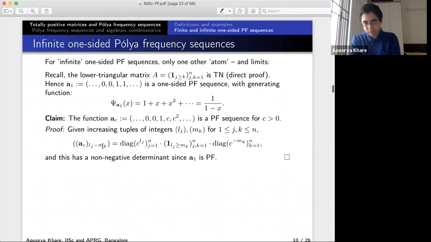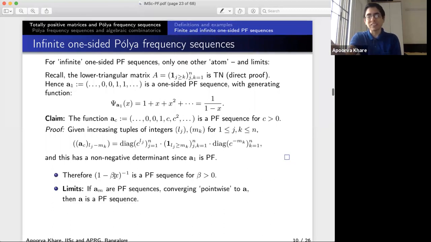Proof: take the submatrix indexed by these rows and these columns, as always. Well, this is just C raised to LJ minus MK times the ones matrix. So again, C raised to LJ here, C raised to minus MK there, the ones matrix here. The determinant is again non-negative because positive, positive, non-negative. So this is my extra atom. This exactly is the extra atom that I need. Therefore, now I change, I call C as beta because I had called those things alphas. So 1 over 1 minus beta x is a PF sequence, which is what I just proved here.